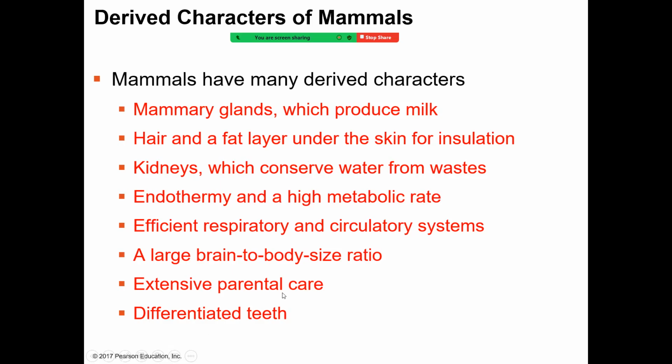Extensive parental care. So we often have smaller numbers of offspring and we dedicate more time and resources to raising those offspring. And then differentiated teeth, which typically are going to have a juvenile form and then an adult form as well.